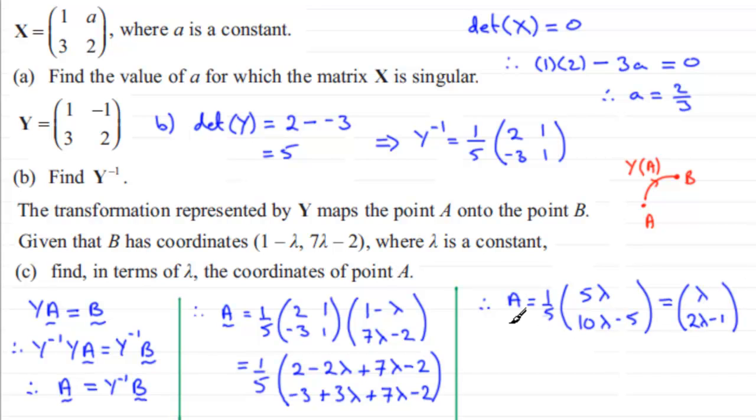So this is the column vector for A. We're asked to find the coordinates of the point A in terms of lambda. So the point itself, A, is going to be lambda, 2 lambda minus 1. All right.